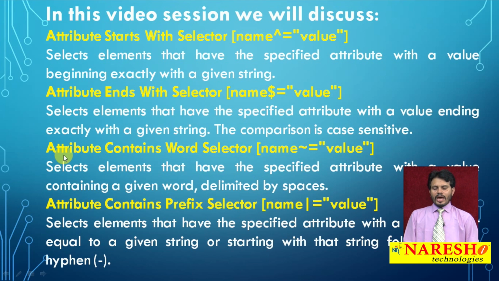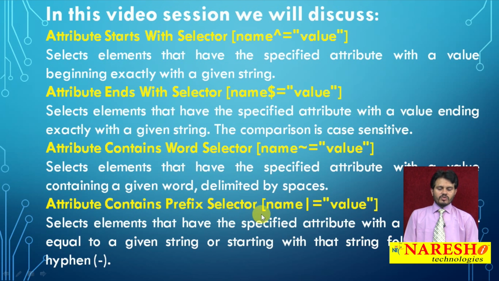And the third one is the attribute contains word selector. Name, tilde mark equals to value. Means it selects elements that have the specified attribute with a value containing a given word delimited by spaces. Means whatever value is specified here, this value as a word must be contained in the attribute value of the HTML DOM element, delimited by any one space.